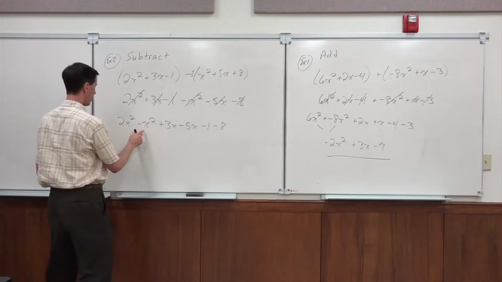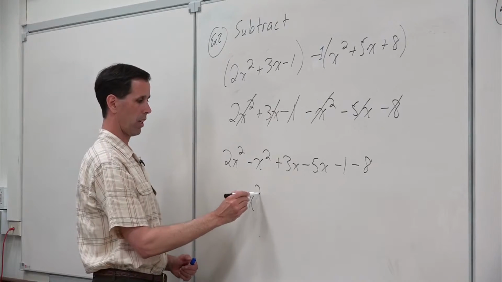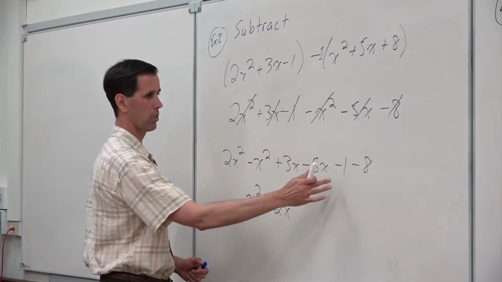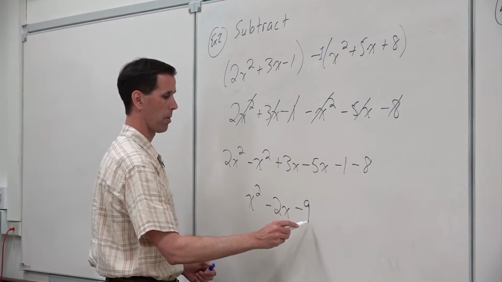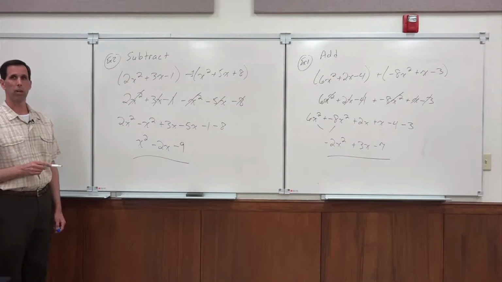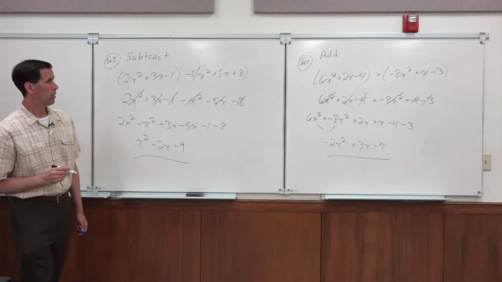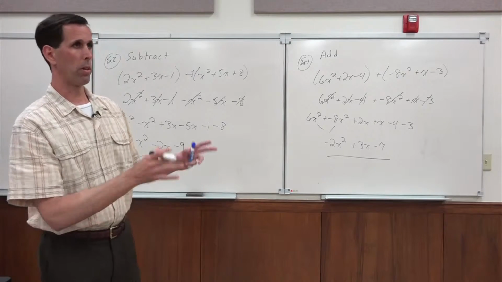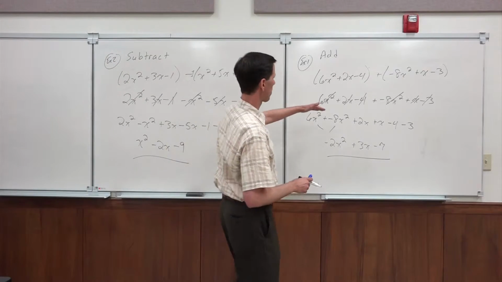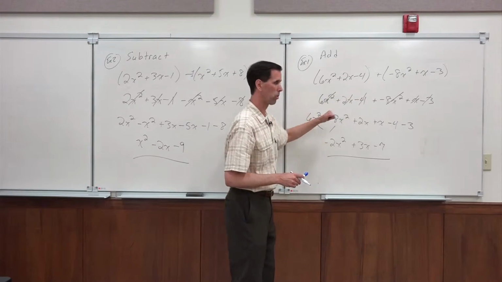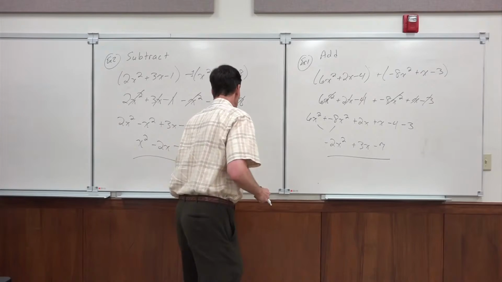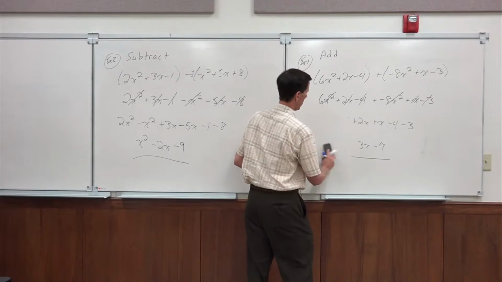So if we put them together, 2x squared minus x squared would just give us an x squared. 3x minus 5x would be minus 2x. And then negative 1 plus 8 would be plus 7. So our resulting polynomial here would be x squared minus 2x plus 7. So before we do a multiplication, just remember, whenever you're doing addition and subtraction of polynomials, rewrite them without parentheses first, whether it's addition or subtraction, and then just think combine like terms, all right? Now, how about a couple of multiplications?